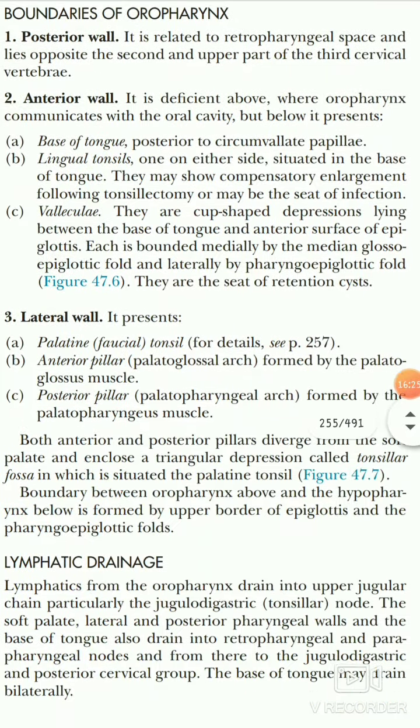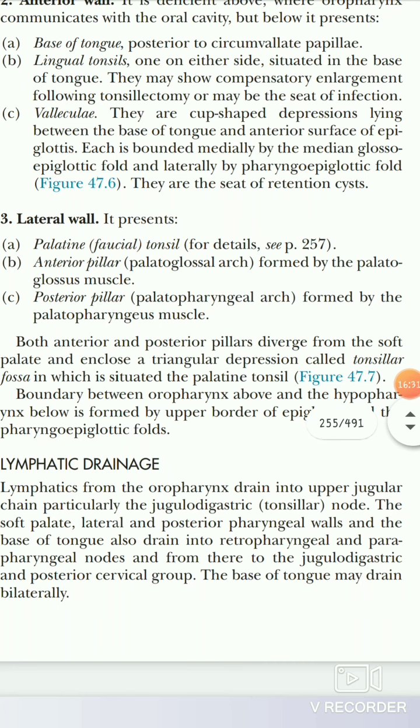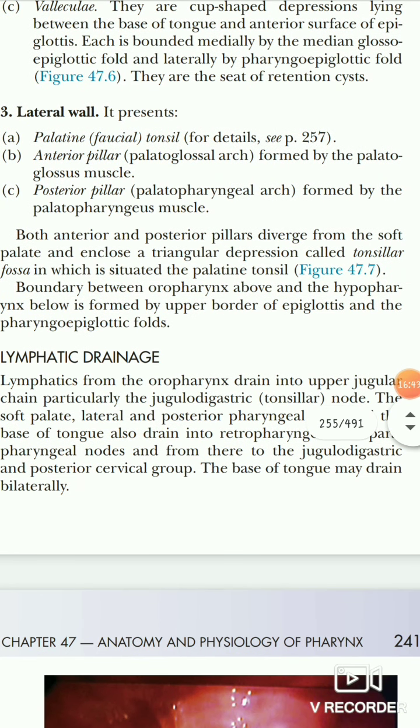Lateral wall. It presents the palatine or faucial tonsil, the anterior pillar, the palatoglossal arch formed by the palatoglossus muscle, and the posterior pillar, the palatopharyngeal arch formed by the palatopharyngeus muscle. Both anterior and posterior pillars diverge from the soft palate and enclose a triangular depression called the tonsillar fossa, in which is situated the palatine tonsil.